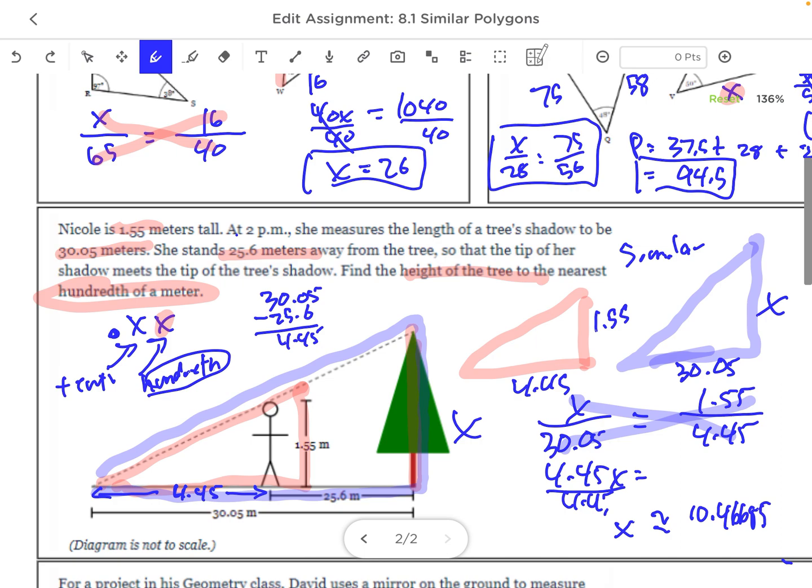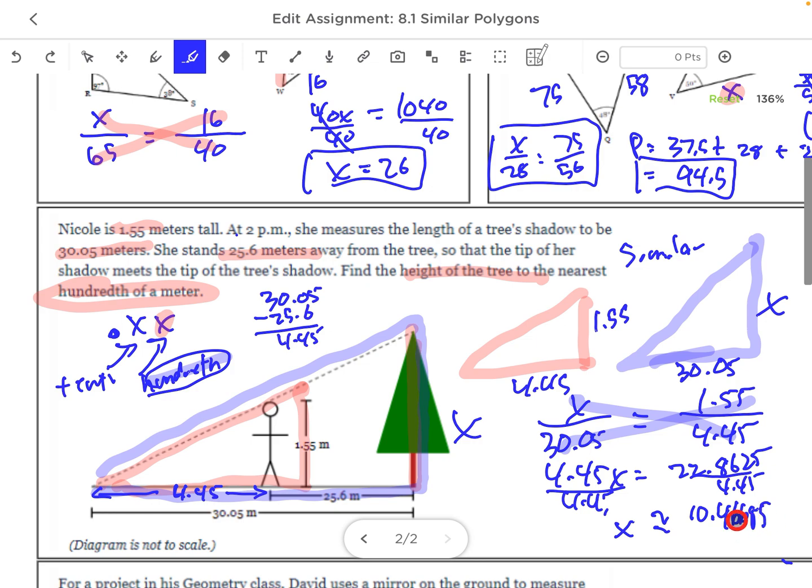We had 1.55 times that would give us 22. Let's write this in. It would give us 22.8625, right? Then we would divide that by 4.45. All right, so we said that we wanted to the hundredth place, right? So we want to write down 5 digits. Since we need 2, we're going to add 3 more, just so we don't get it wrong.